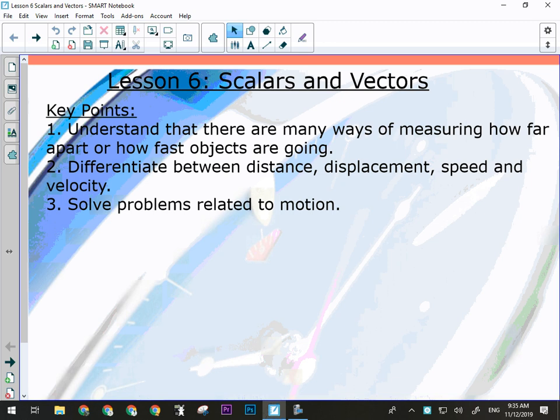So we need to understand that there's lots of different ways of measuring how far apart or how fast objects are going. We need to differentiate between distance, displacement, speed, and velocity, because probably up until today you thought speed and velocity were the same thing. They measure the same thing, but from different points of view. One of them is scalar, and one of them is vector. Speed is scalar. That's why the thing in your car is called the speedometer. It tells you your speed.